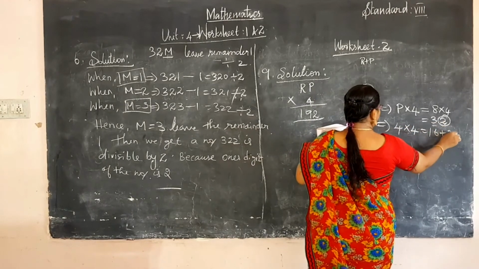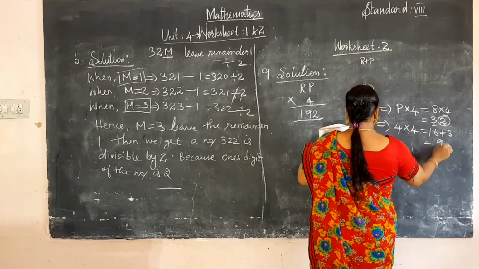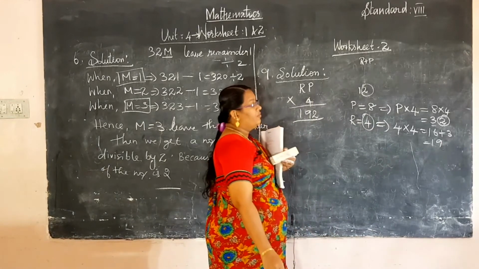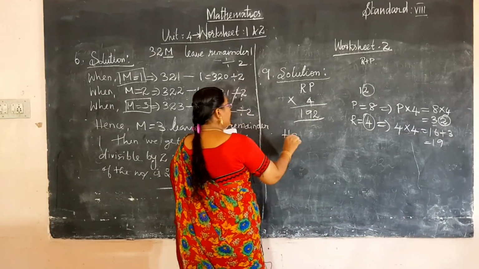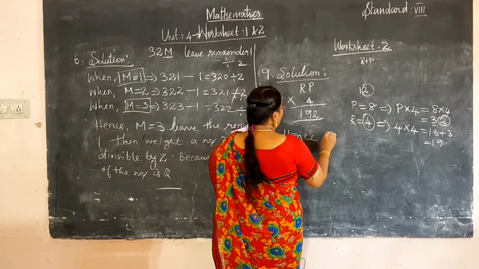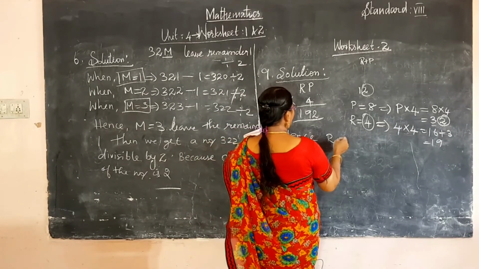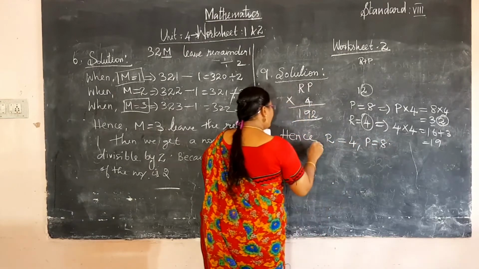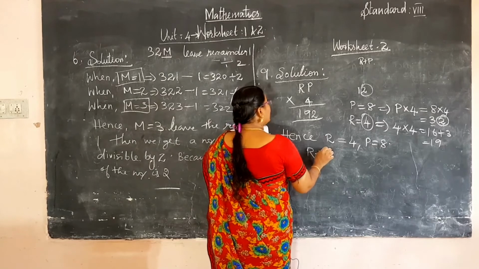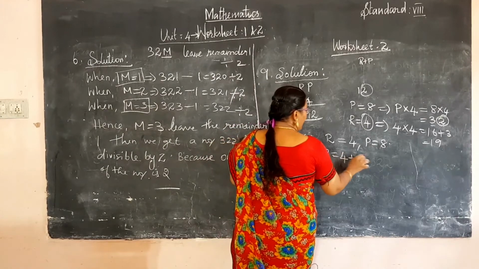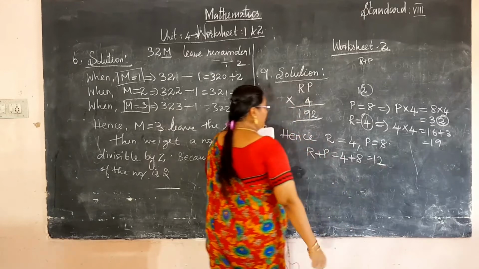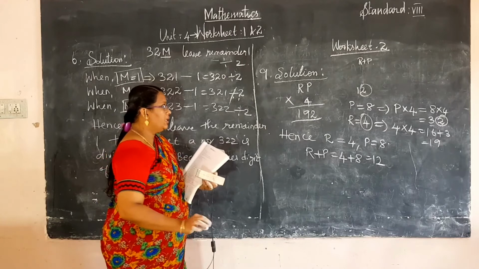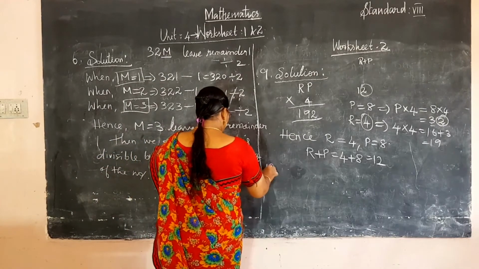Already here 3 tens, is it? So, 19. So, which number we have added for the r value? 4. Okay. Hence, r is equal to 4, p is equal to 8. We have to find out r plus p. So, 4 plus 8 is equal to 12. That's it. And next one, 10th problem.